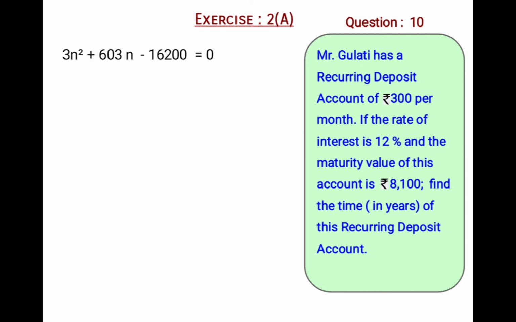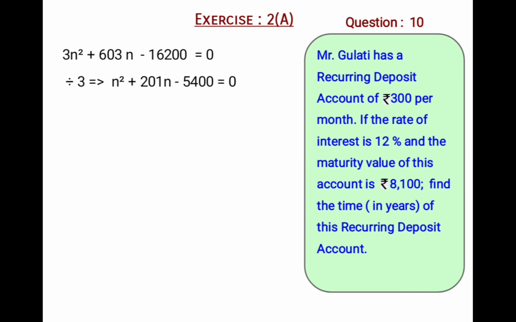It is in the form of a quadratic equation. Before solving the quadratic equation, I am dividing it by 3 because 3 is a common factor of the equation. It implies 3n square divided by 3 is n square, 603n divided by 3 gives 201n, minus 16,200 divided by 3 you will get minus 5,400 equal to 0.